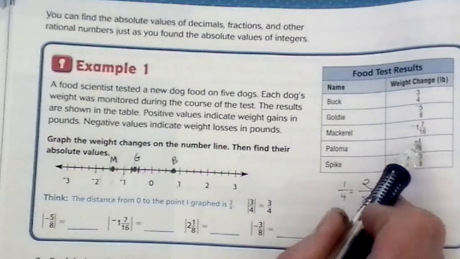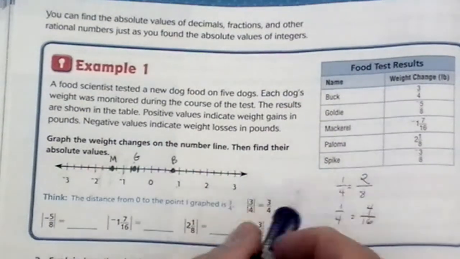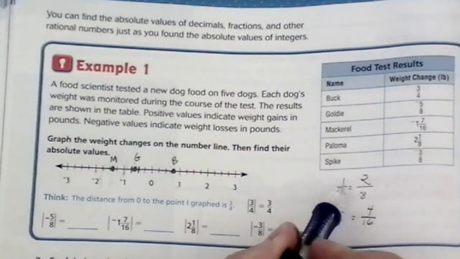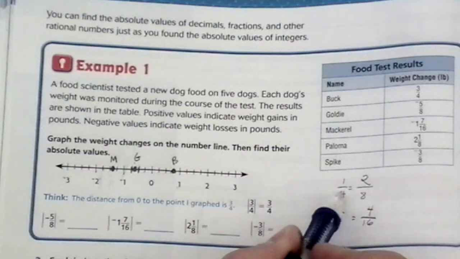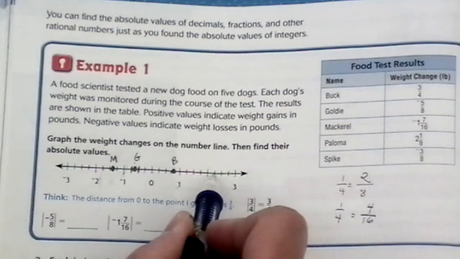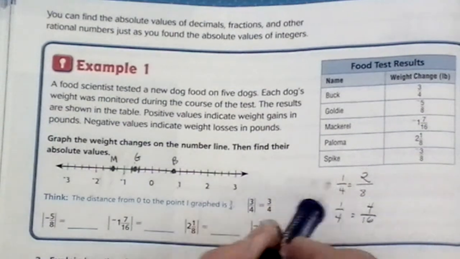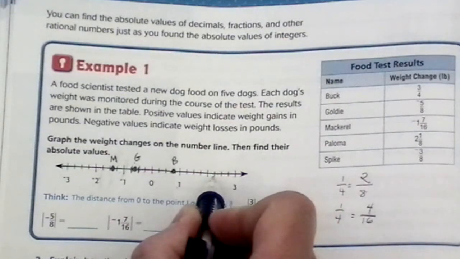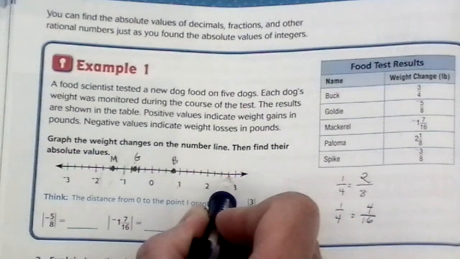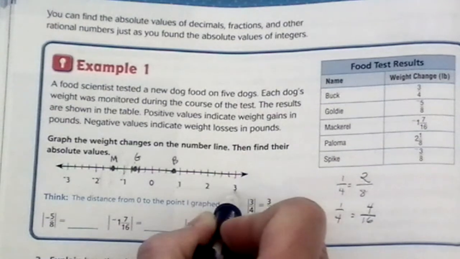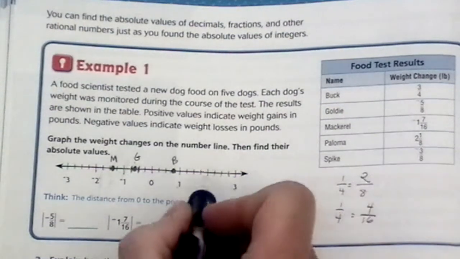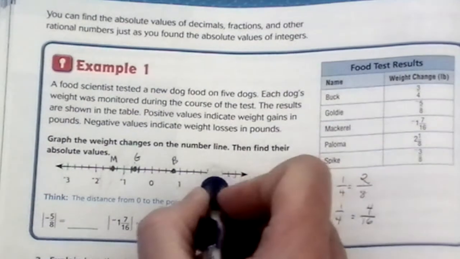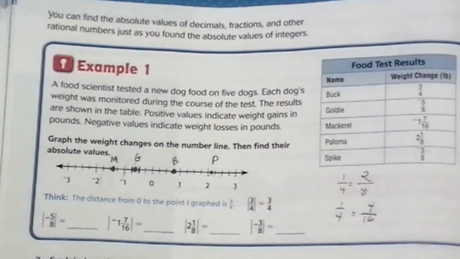Paloma is at 2 1/8. 2 1/8 is going to fall between 2 and 3. And I've already figured out what 1/4 is equal to. Fourths, right? Here's my fourths: 1/4, 2/4, 3/4, 4/4. 1/4 was equal to 2/8. So here's 2/8, 4/8, 6/8, 8/8 to get my whole. So 2 1/8 would be right around here. And we're going to label that with a P for Paloma.